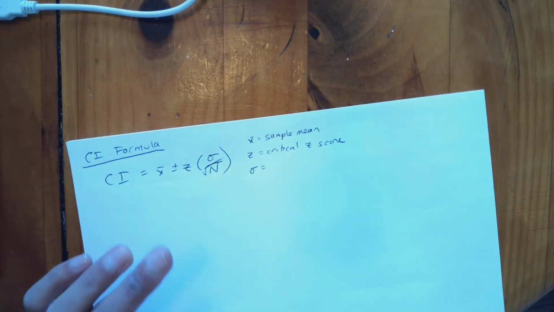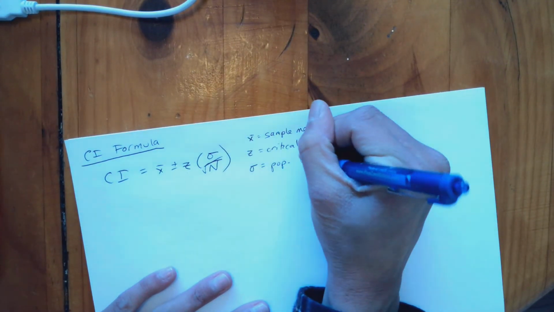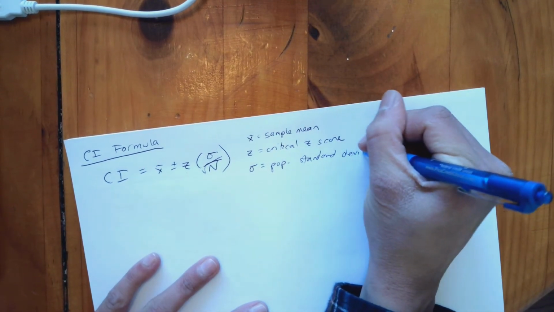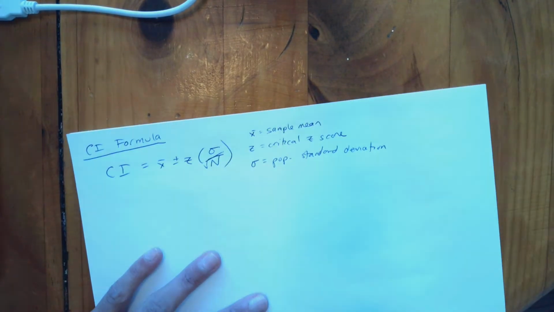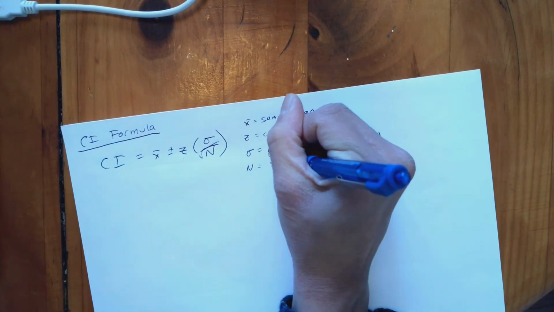Sigma means also what it usually does in statistics, and that's your population standard deviation. And finally, n also has its usual meaning, and that's the sample size.